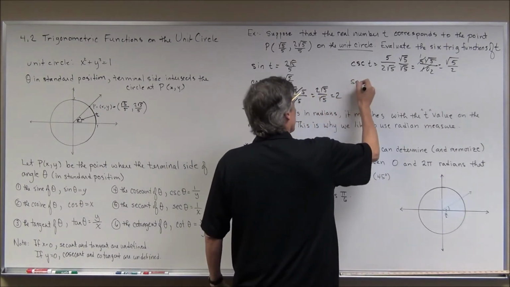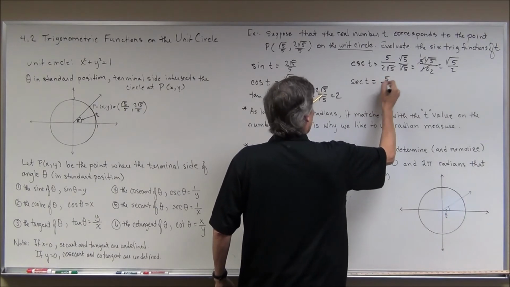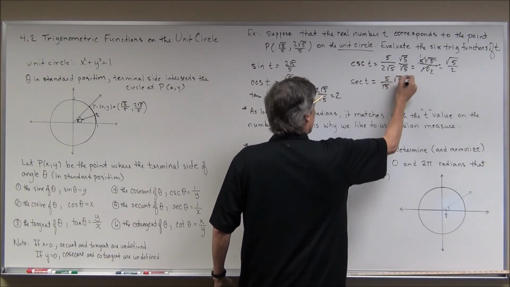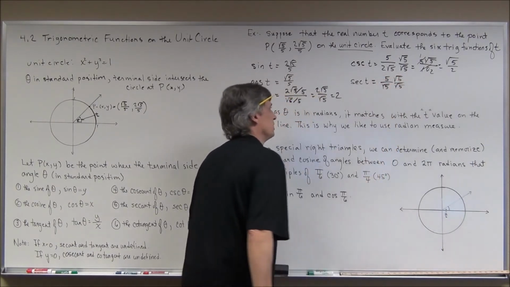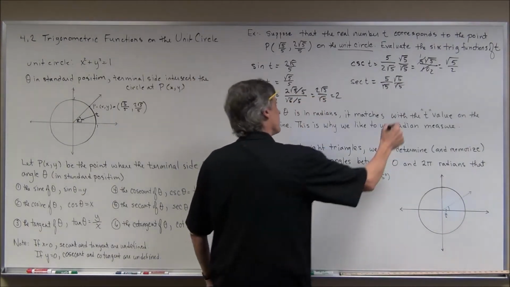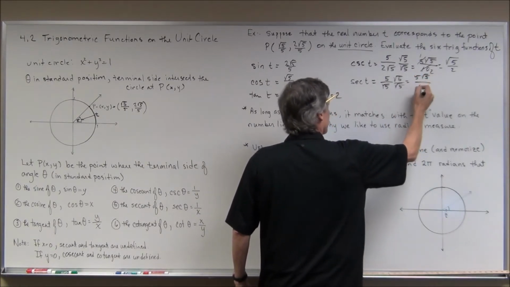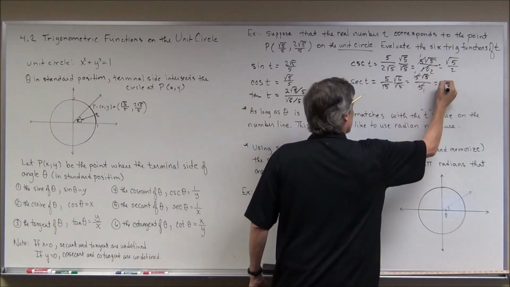The secant of t is the reciprocal here, which would be 5 over the square root of 5. And again, don't grab a calculator the instant you see a radical and approximate it. You can simplify this radical. This would give me 5 square roots of 5 all over square root of 5 times square root of 5 is 5. And I get the square root of 5.